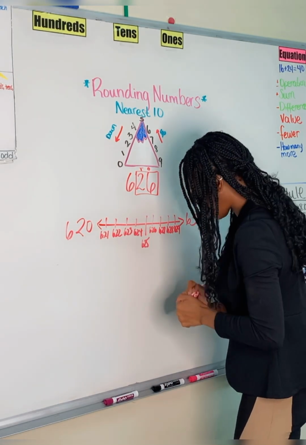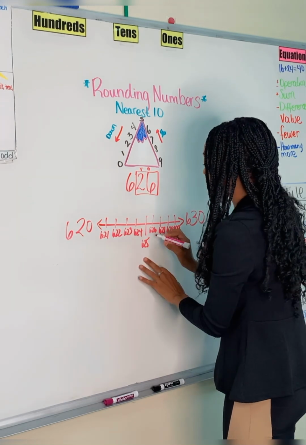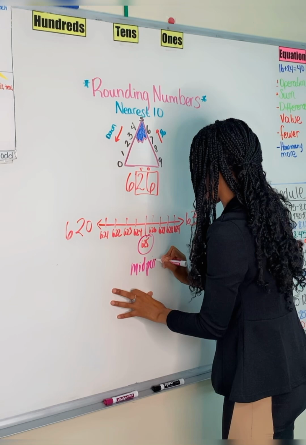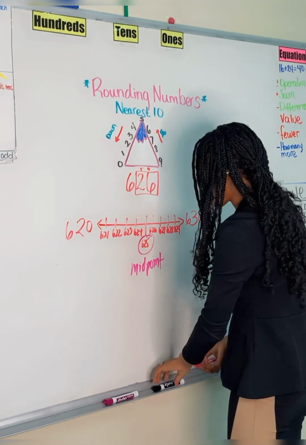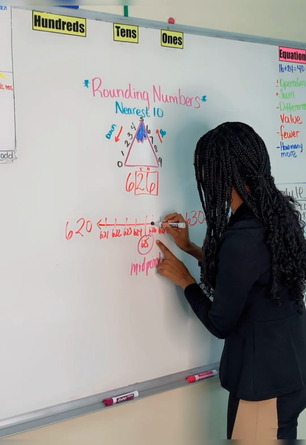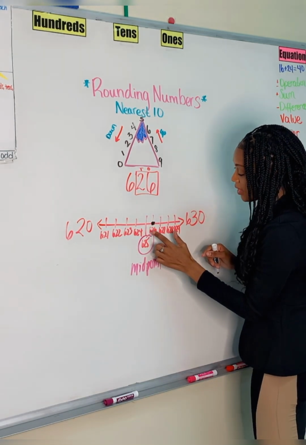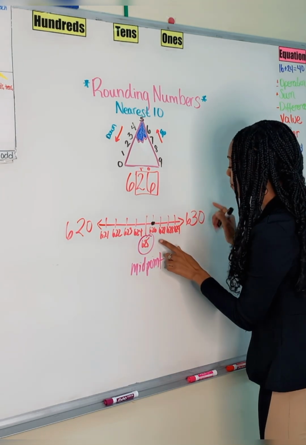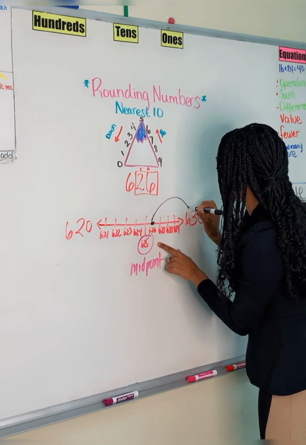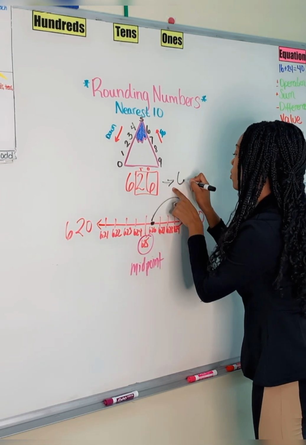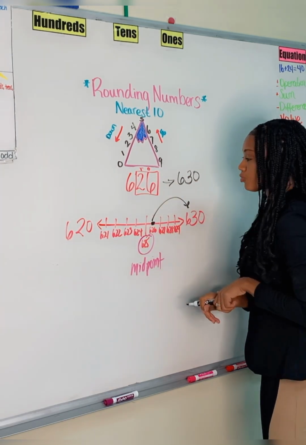So then the first thing I do is I recognize my midpoint is 625. That's my number right smack in the middle. Then I'm going to go ahead and plot my number, 626. As you can see, all these numbers after the midpoint go to the nearest whole number, which is they round up, and I draw my arrow here. So 626 is going to round to 630.